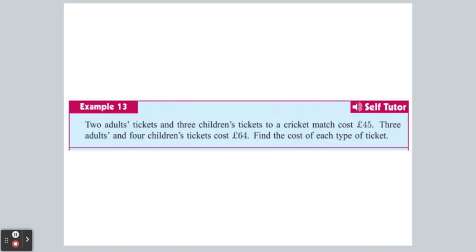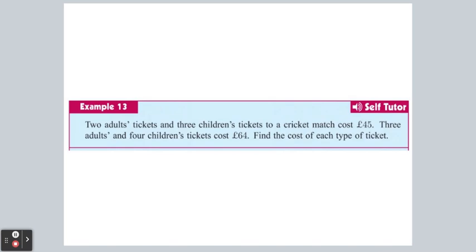4 children's tickets cost, okay, another cost, £64. Find the cost of each. Okay, great. So I've been through the question. There's nothing I don't understand, and I've got a general gist of what they're looking for. Then I go through it again, and I try to find out what exactly they are looking for. Almost always, it's a question or a statement at the end of the worded problem. So in this case, it's: find the cost of each type of ticket.